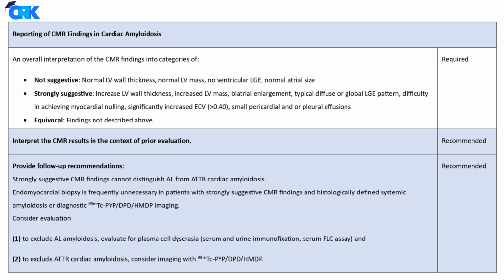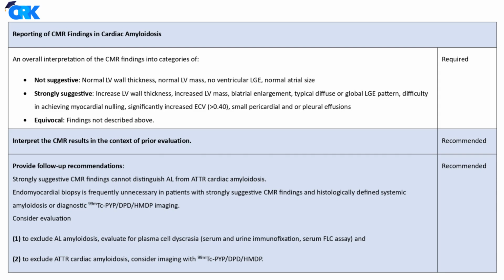Contextualizing the CMR findings. Your interpretation should always be made in the context of prior clinical evaluation, including ECG, lab results, and nuclear imaging when available. For instance, if prior lab tests show elevated free light chains or abnormal immunofixation, you may lean toward AL amyloidosis. On the other hand, if a technetium-based bone scan, like 99mTc-PYP, shows myocardial uptake with no evidence of plasma cell dyscrasia, ATTR amyloidosis becomes more likely.